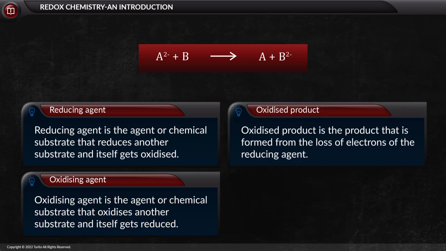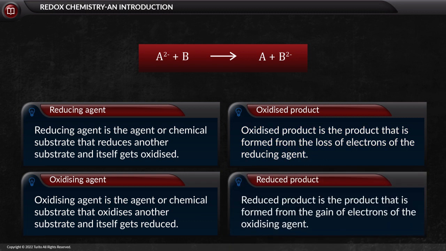Oxidized product. Oxidized product is the product that is formed from the loss of electrons of the reducing agent. Reduced product. Reduced product is the product that is formed from the gain of electrons of the oxidizing agent. Let us identify which is what from the given equation.